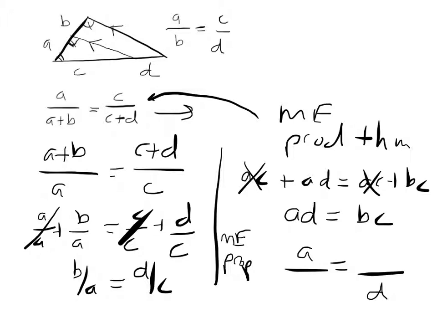Looking at the side splitter theorem, the way it's set up, I'm going to go ahead and put my B here, and therefore my C here. So then again, do we have side splitter? A to B, C to D, A to B equals C to D.